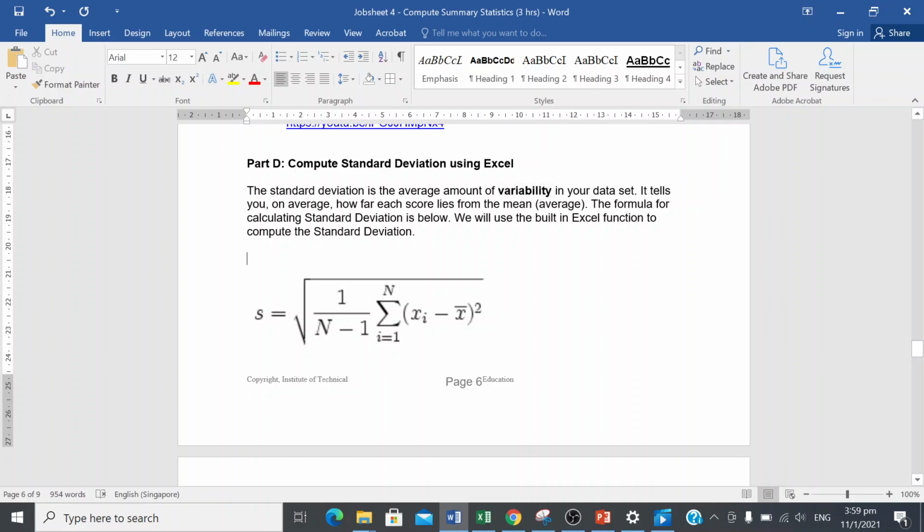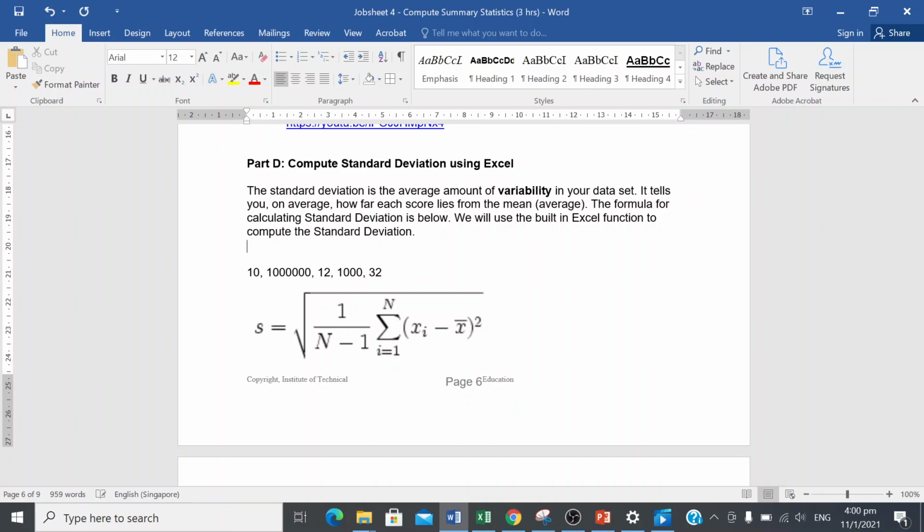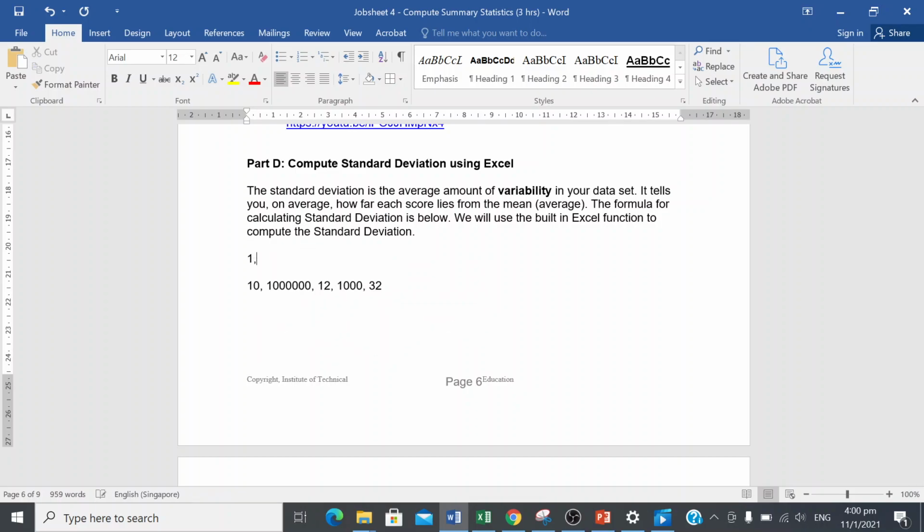But what if the numbers are like 10, 1 million? Sorry, I don't know whether I put in 6 zeros. Yeah, 6 zeros. 10, 1 million, 12, 100, 1000, and then 32. So now this data set, let's say this is a set of 5 numbers, right? If we compare this to a set of 5 numbers like this, 1, 2, 3, 3, 2, right?